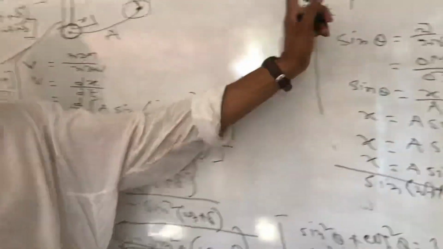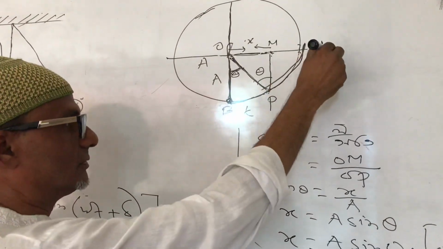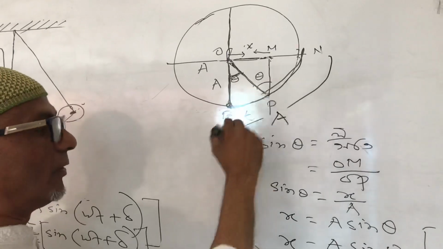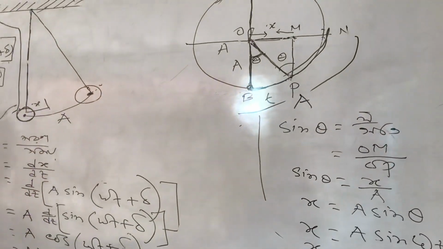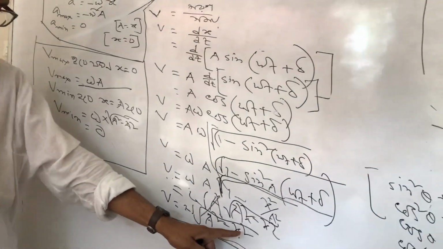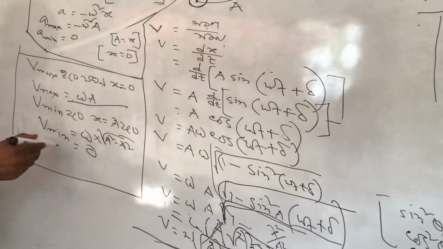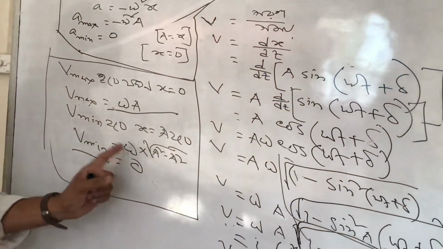The velocity is minimum when x equals A. If we put x equal to A, the square root of A square minus x square becomes zero, so the total magnitude of the velocity will be 0.